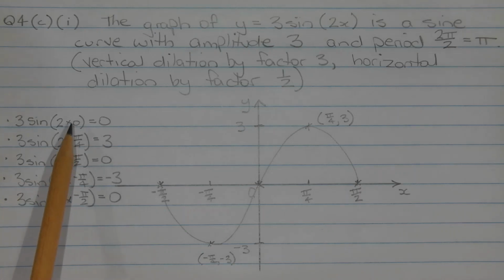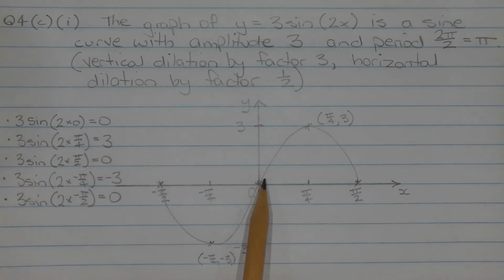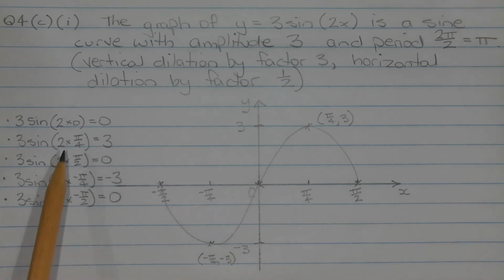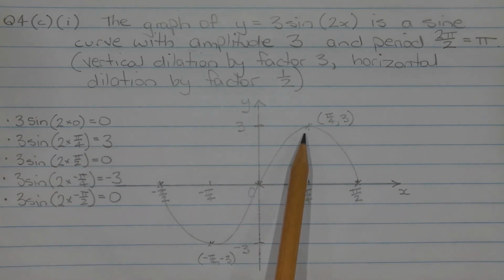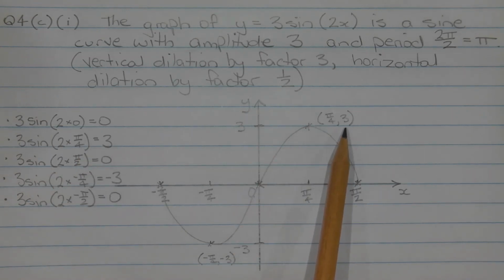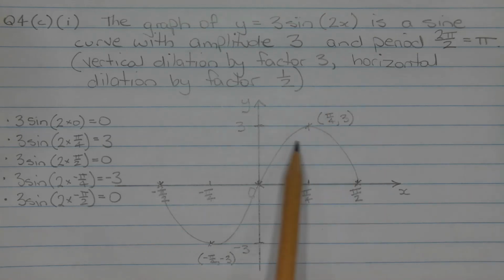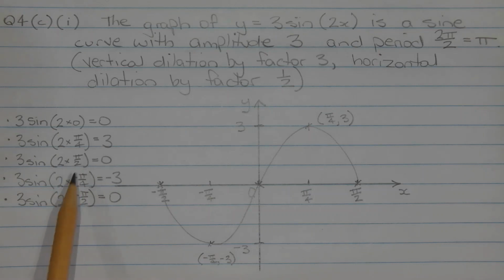Now, when x is equal to 0, 3 sine 2 times 0 is equal to 0, so the graph will pass through the origin. When x is equal to pi over 4, 3 sine 2 times pi over 4 is equal to 3, so the curve will pass through the point pi over 4, 3, and this corresponds to the peak or the maximum value of the sine curve. When x is equal to pi over 2, 3 sine 2 times pi over 2 equals 0, so the curve will have an x-intercept of pi over 2.